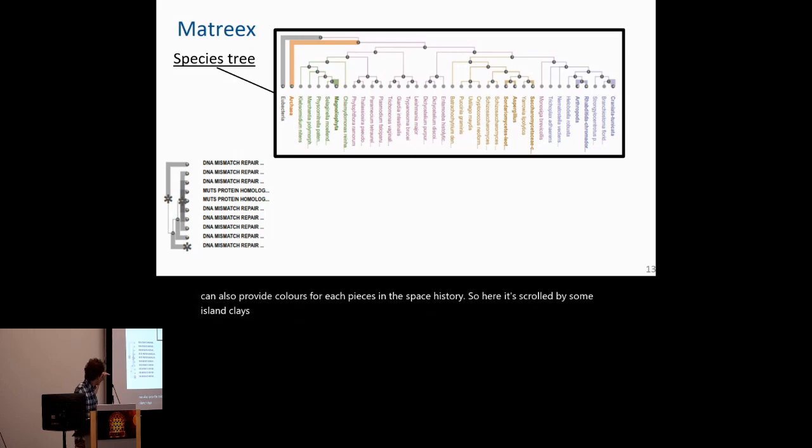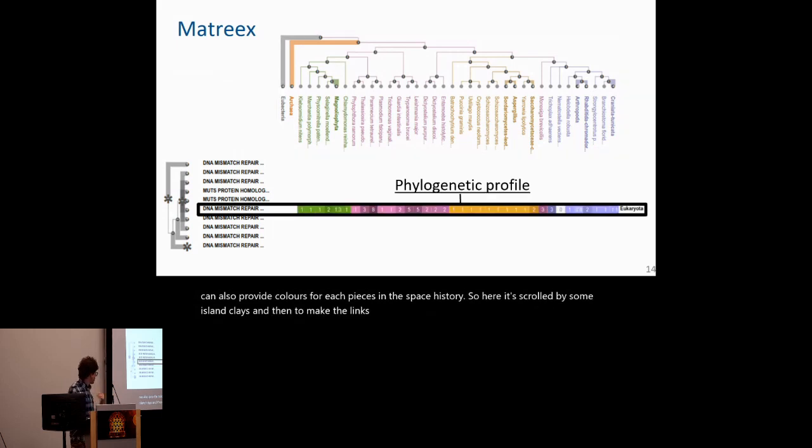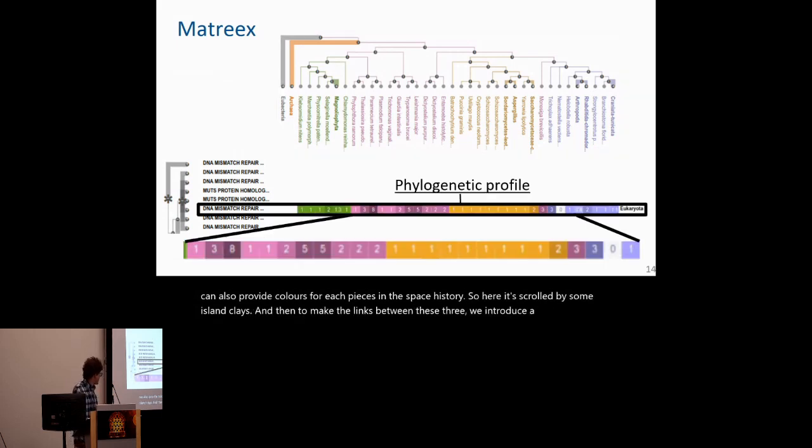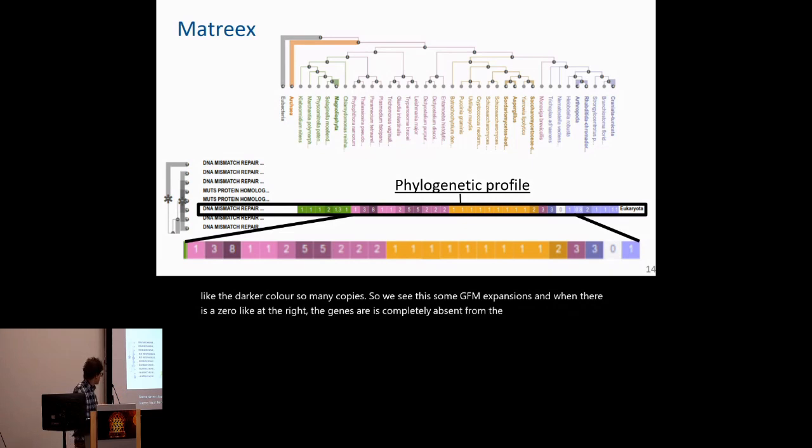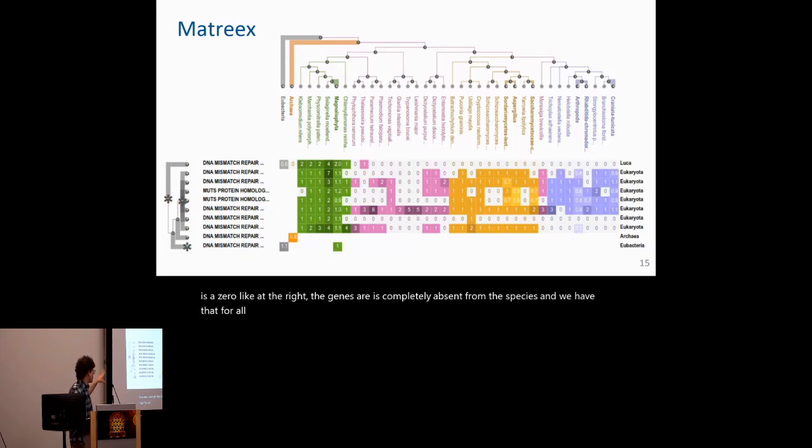And then to make the links between these three, we introduce a phylogenetic profile. That's a summary of the number of copies of this gene subfamily that you find in each of the species in the species tree. The darker colors show many copies, so we see there are some gene family expansions. And when there's a 0, like at the right, the gene is completely absent from the species. And we have that for all of the gene families, and that's how a Matreex visualization looks.